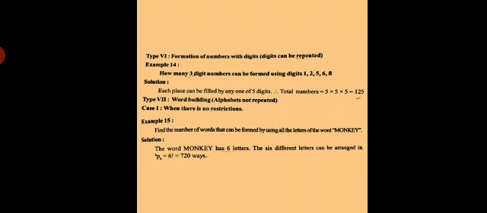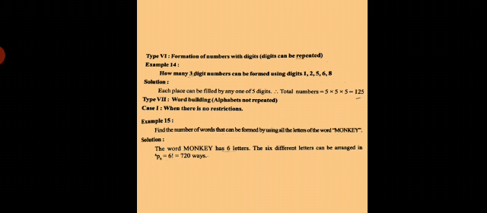So one number can be written all the 3 times. Two numbers can be repeated all the 3 times. Like that way, the same digits can also be repeated, like 868, 565, 225, 118. Therefore each place can be filled by any one of 5 digits, so total numbers is equal to 5 cube, that is equal to 125.